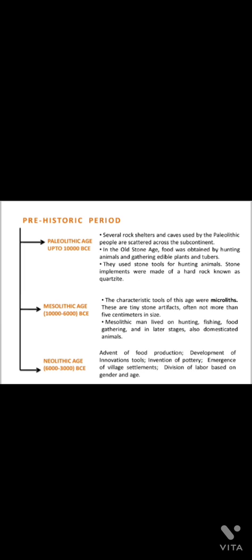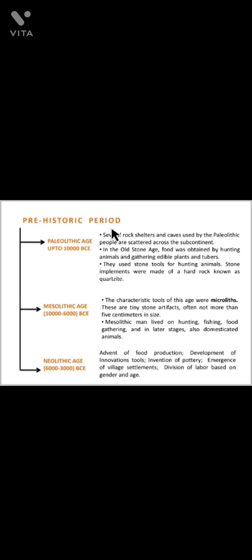So now we are going to discuss the prehistoric period. Today our discussion will be confined to the prehistoric period of India. The prehistoric period is broadly divided into three ages. The first being the Paleolithic age, the second being the Mesolithic age, and the third being the Neolithic age. Now, what is the meaning of Paleolithic? The meaning of the word Paleolithic is Old Stone Age. Paleo means old and lithic means stone. Similarly, Mesolithic means the Middle Stone Age and Neolithic means the New Stone Age.